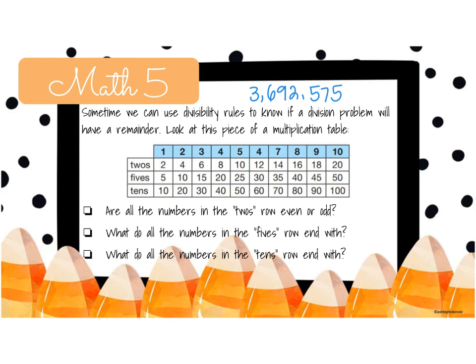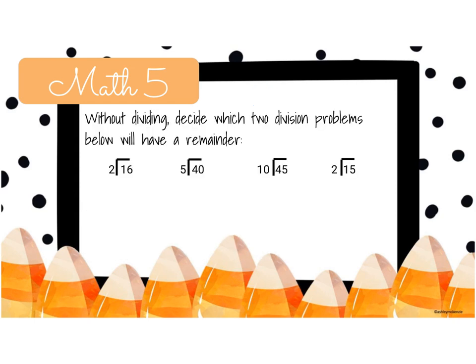Okay, so what do all of the numbers in the tens row end with? They all end with a 0. So it is safe to say that if I have this number here and it ends with a 0, I can divide that by 10. Yes. Okay, there are more rules for divisibility that we're not going to go over today. We're going to focus on these. These are the easy ones to learn first.